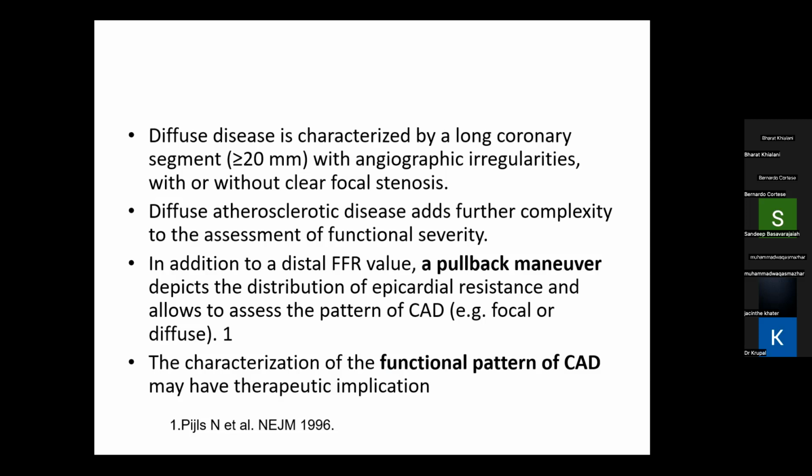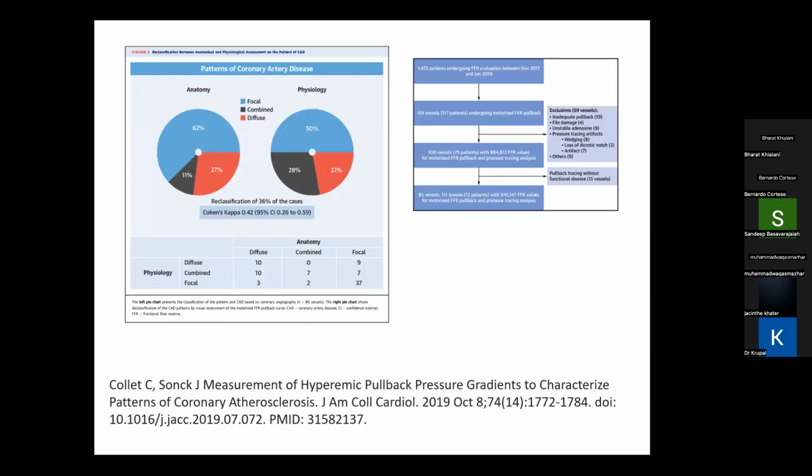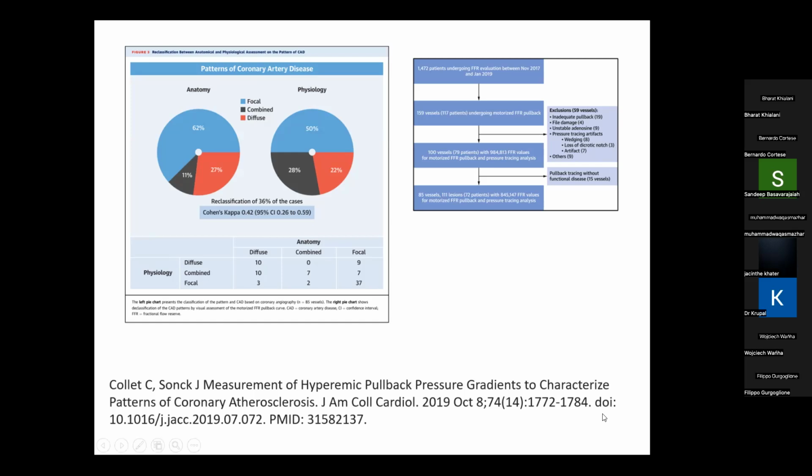The problem of diffuse disease is that the calculation of FFR becomes very complex in such a situation. And what we do generally is the pullback maneuver with the FFR value. With the pullback maneuver, we can decide the pattern of the disease, whether it's focal or diffuse. And this pattern can decide whether we should go ahead with revascularization or not. So this is one study which has shown that if we use FFR-guided pullback in diffuse disease patients, there can be a 36% chance of reclassification.